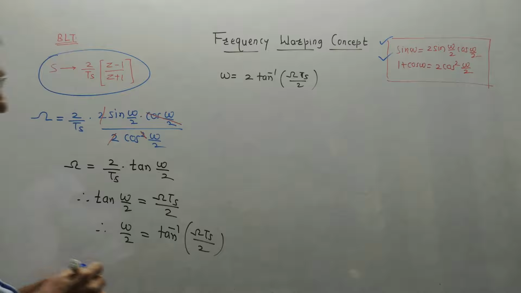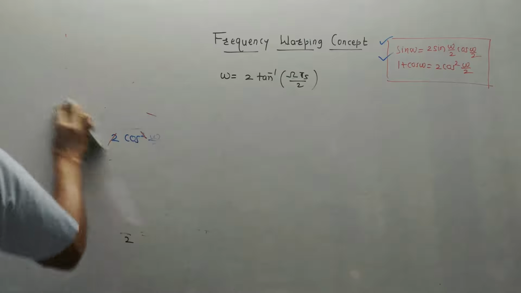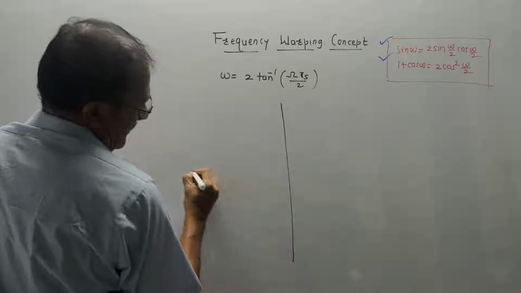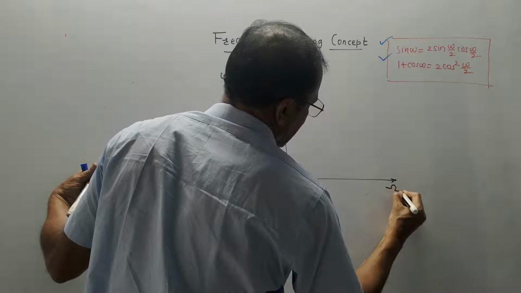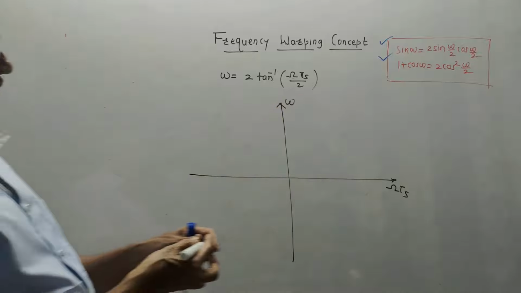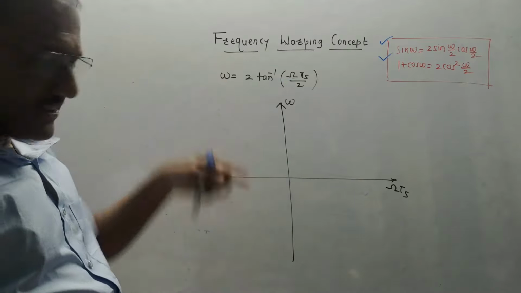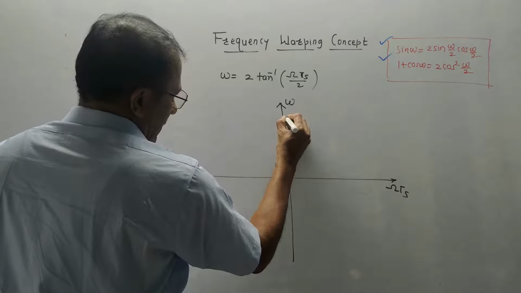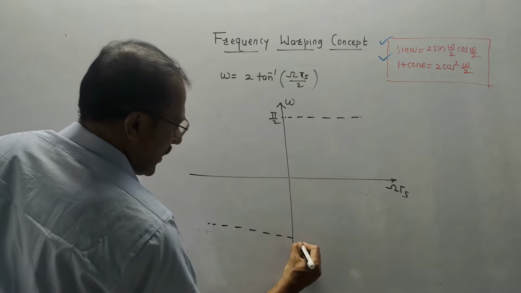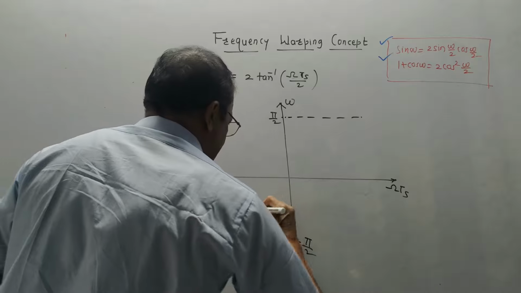Note that Ts is the sampling time, which is some fixed value. Now for this I need to draw the diagram which is representing ohm Ts on the x-axis and omega on the y-axis. So if you go on putting different values of ohm Ts and calculate the value of omega from this equation, then the graph will be like this. At the upper side this value is pi by 2, at the lower side it is minus pi by 2, and the graph is like this.